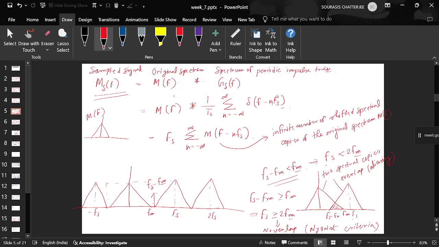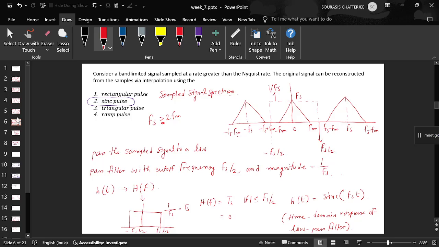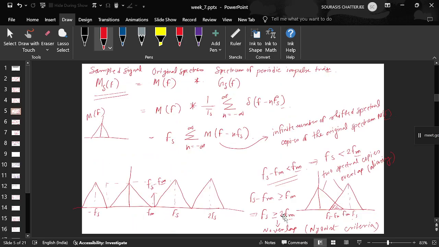But the moment your sampling frequency is less than twice the maximum frequency component of the message signal, then the spectral copies will overlap and you cannot anymore recover the undistorted spectrum, because it is already being contaminated by another copy. So this is the key understanding in the whole part. And once we obtain that, it is easy to get the answer here.